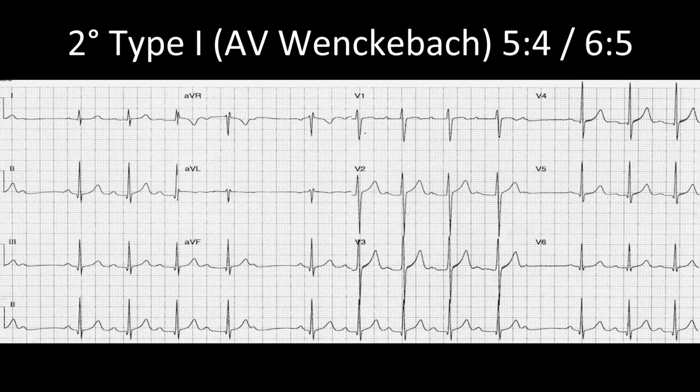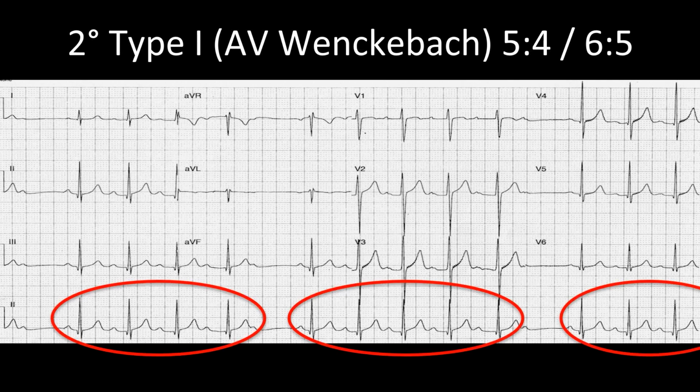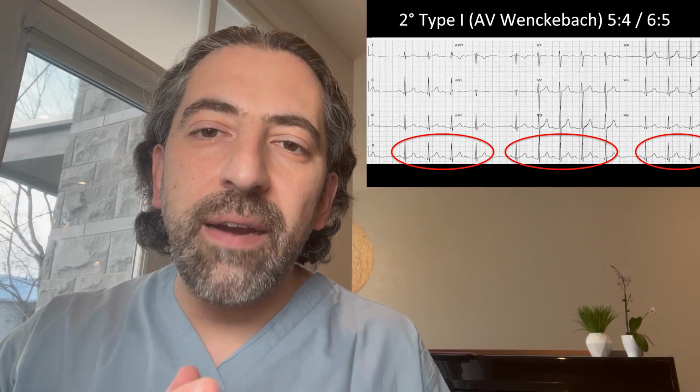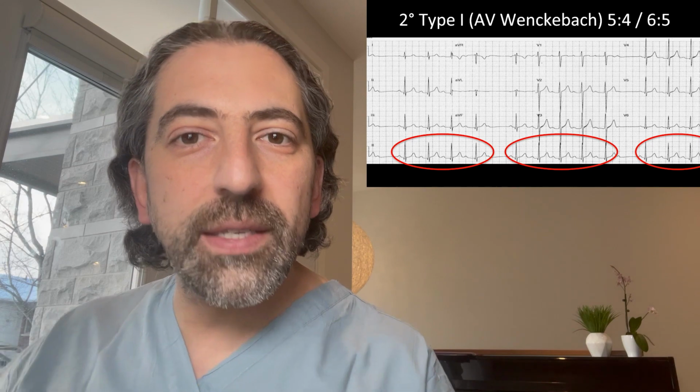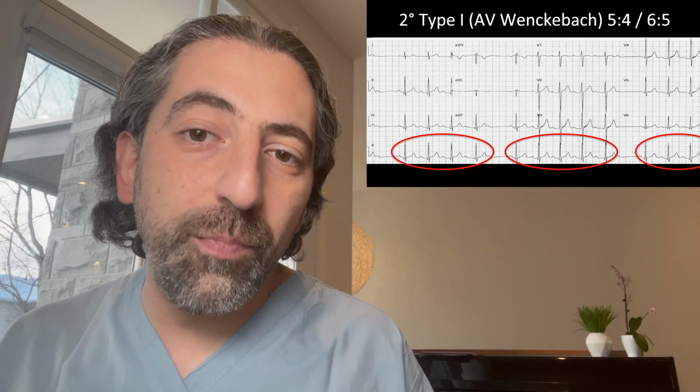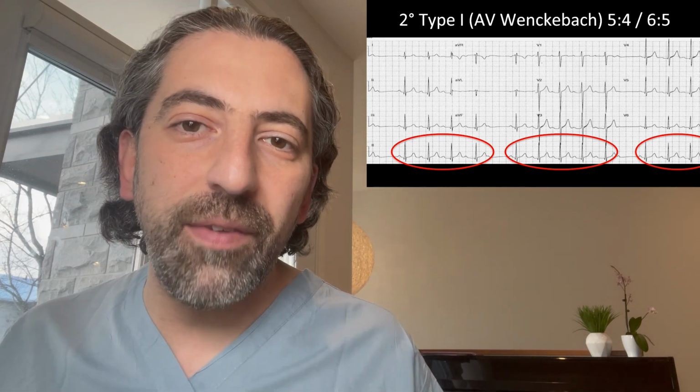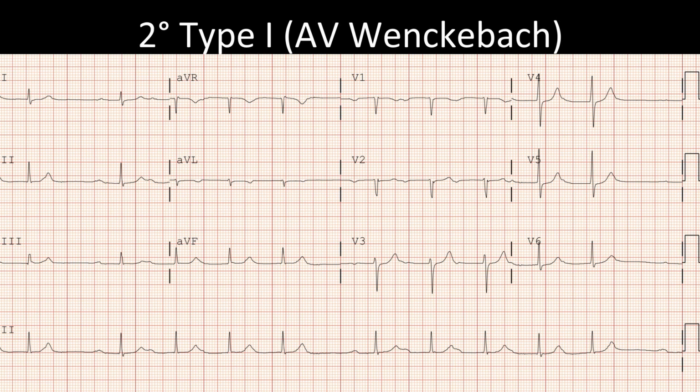It's important to recognize that when you have second degree type 1 AV block or AV Wenckebach, there is group beating of the QRS complexes. And you see that the QRS complexes are in groups which are separated by pauses. This is because every P wave conducts until one doesn't, and you get these groups of QRS complexes. This pattern of group beating is highly suggestive of AV Wenckebach. Here's another example of AV Wenckebach.